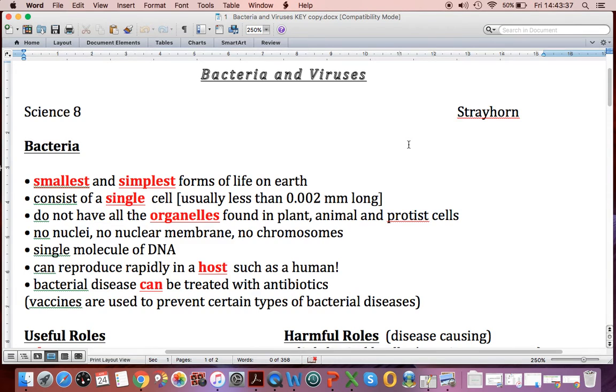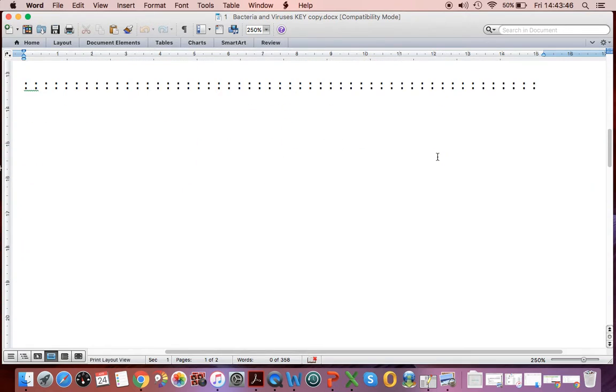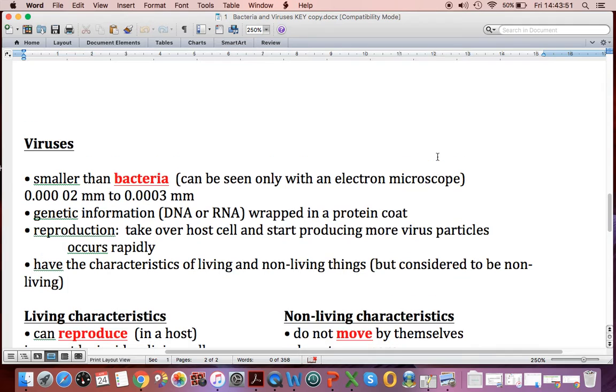This is part 2. We've looked at bacteria. You're going to use this bacteria and virus sheet, and this time we're looking at viruses, which is on the back of the page. So you've got to turn it over, find the next page, and we look at viruses.